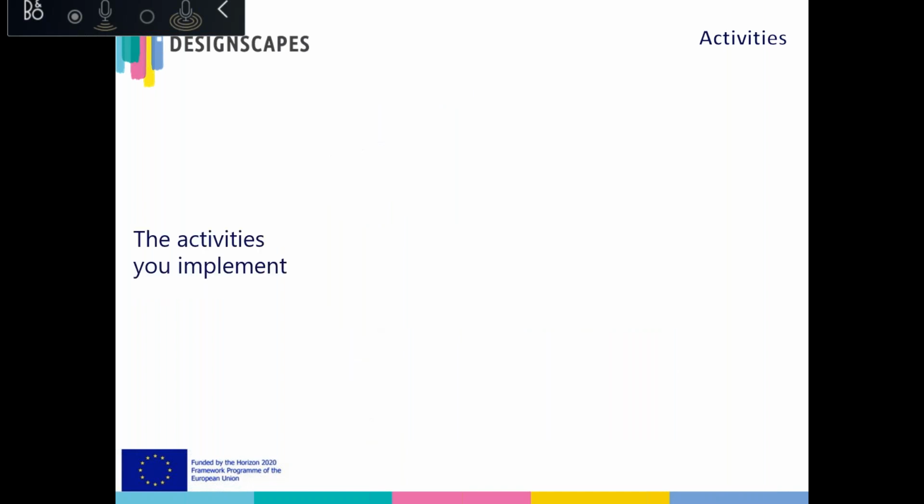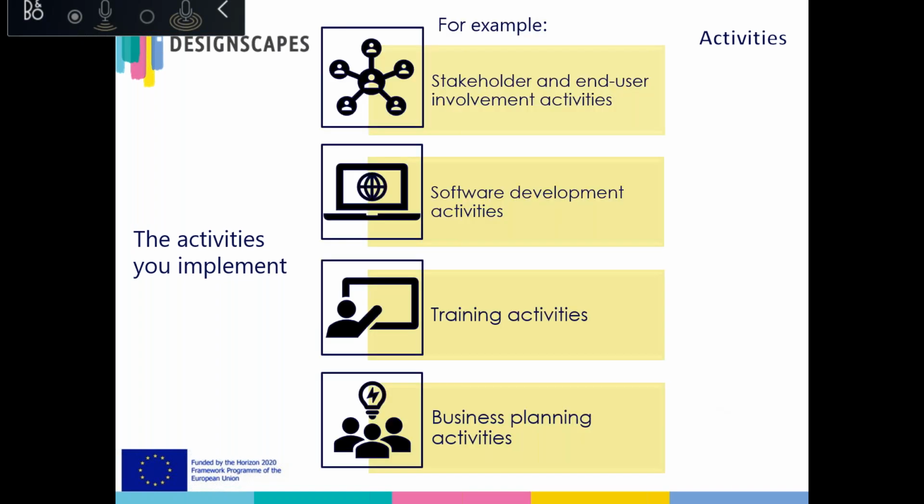Activities. Activities are the things that you're actually implementing. So this is about stating what you're going to do or plan to do in order for your outcomes to be achieved. And again, these are some examples that might be of relevance to you in your Designscapes project. So for example, you might be planning to do stakeholder and end user involvement activities, for example, co-creation workshops or stakeholder mapping workshops, any software development activities, training or business planning activities.